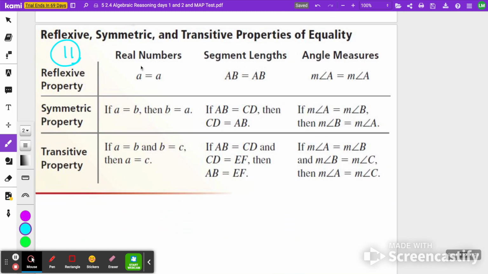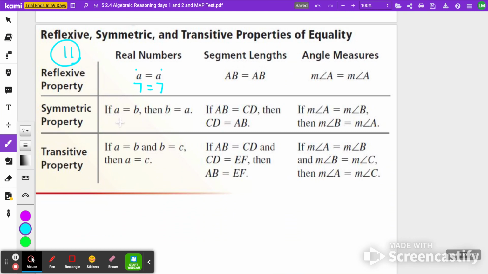The reflexive property in real numbers form, you can say A is equal to A, that's like if 7 is equal to 7, okay? If you have segment lengths, then that means AB is equal to AB, and the measure of angle A is equal to the measure of angle A. Reflexive just means whatever you say first has to be incorporated next, okay?